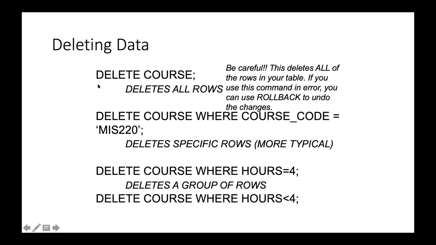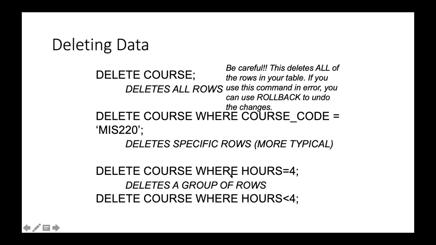This is on delete. Now, if you say delete course, this will delete the complete table. All the rows that are there will get deleted. But suppose you want to delete a particular row, then you should give a condition: delete from this table. We use the term where whenever we want to define something more. So we say where course code is equal to, suppose, MIS 220. This will first use your where clause to identify the row that you're talking about, and then it will delete that particular row. You can use the where clause on any of the fields here.